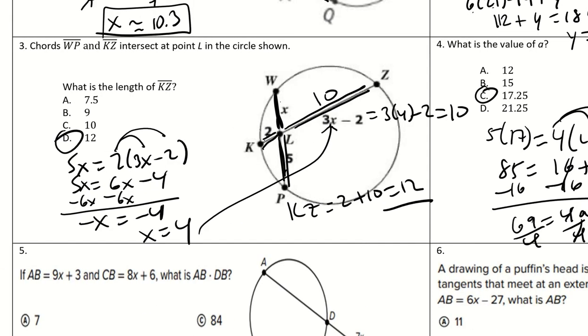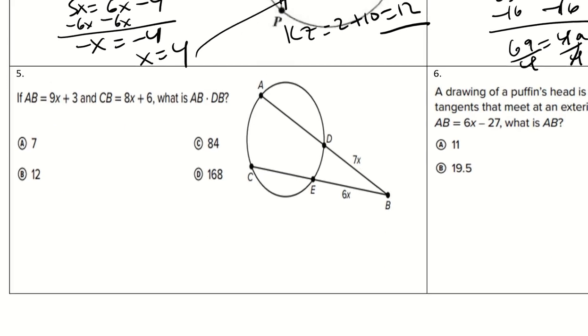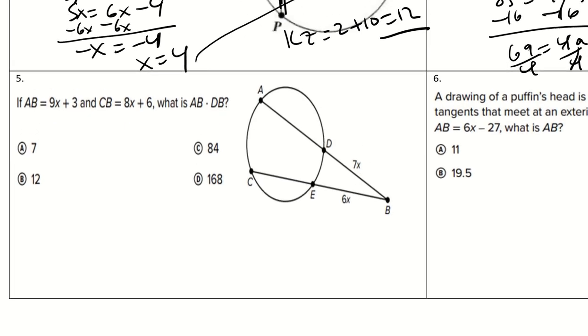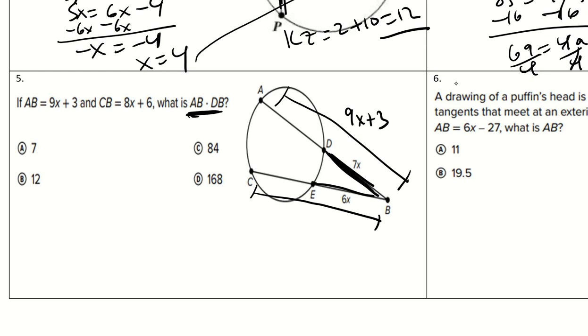All right, so number 5, AB equals 9x plus 3, CB equals 8x plus 6. What is AB times DB? Be careful, they're asking for AB times DB. They cross on the outside, so you got the outside times the whole thing, right? They said that the whole thing is 9x plus 3. And you gotta do outside times the whole thing. And they said the whole thing, CB, is 8x plus 6.